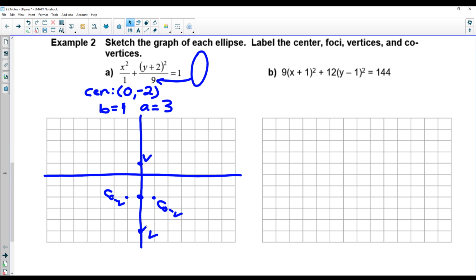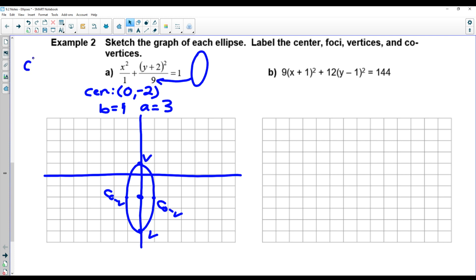So I can draw my ellipse right now. This is a big time stretched out ellipse. All right, there's my ellipse. That's about the best I've ever drawn an ellipse in my life. All right, so there is my ellipse. And then the tricky part is the foci.